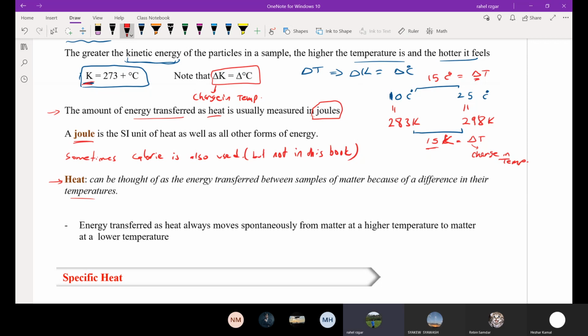All right. Now, heat can be thought of as the energy transferred between samples of matter because of a difference in the temperature. So when there is a difference in temperatures, the energy transferred will be in the form of heat.